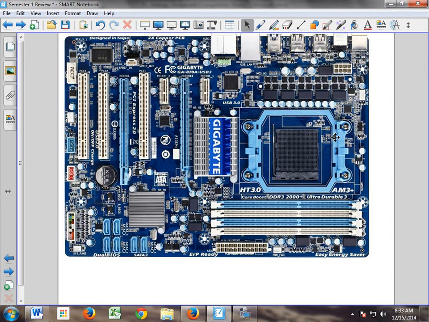How many PCI x16 video cards can I put in here? Two. I'm going to ask you a question like that. You need to be able to identify the ones with the little latches. It's kind of weird that it has different latches on the two video cards, but those are the two video card slots.